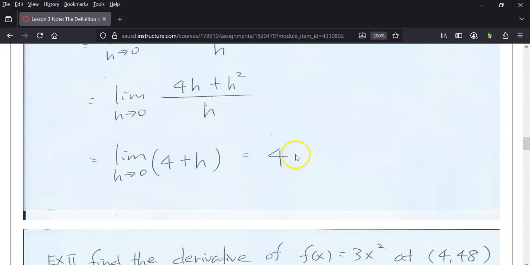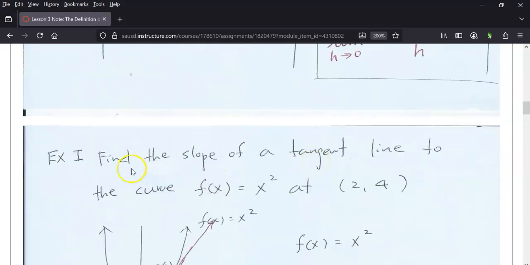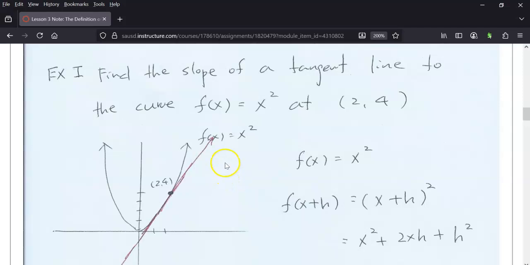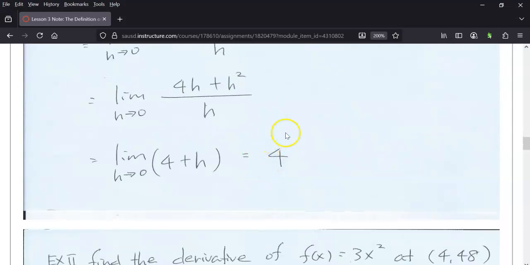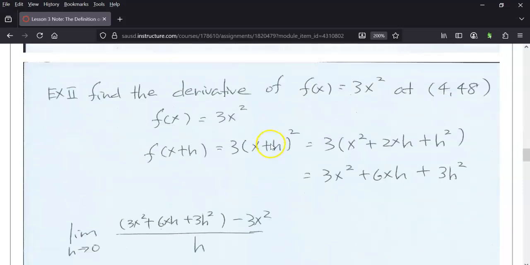So the slope of the tangent line, the slope of this red line here, is equal to 4, also known as the derivative. Now let's change the language a little bit, but it's really the same question.